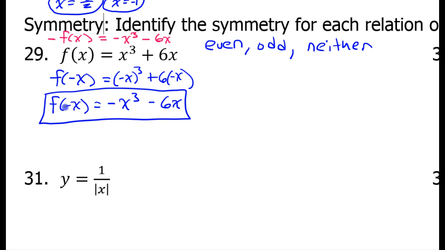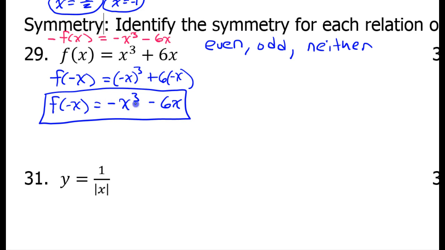So here's what it comes down to. Look at this blue function, f of negative x. If f of negative x equals the original function, it's even. If f of negative x equals the opposite function, then it's odd. If it doesn't equal either one, then it's neither.